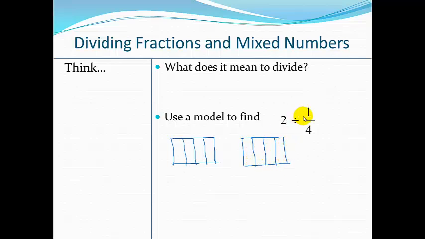And then I have another candy bar because I have two, and I'm going to divide them into quarters, into fourths. So what I want to do is find out, to divide it into quarters, how many quarters would I have? So we just count. 1, 2, 3, 4, 5, 6, 7, 8. Okay, so to divide by 1/4 or a quarter is going to equal 8. So I have 8 quarters that I could now split between my friends.